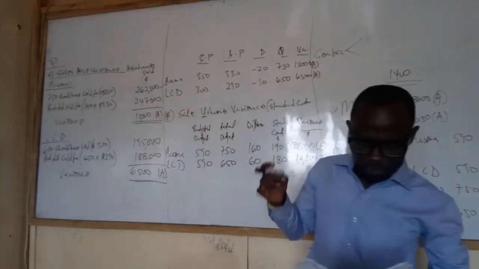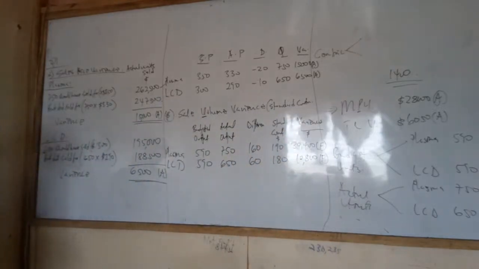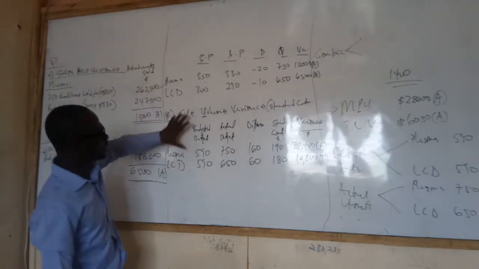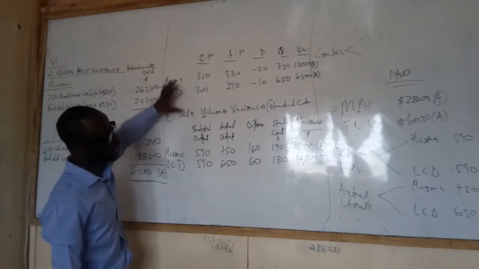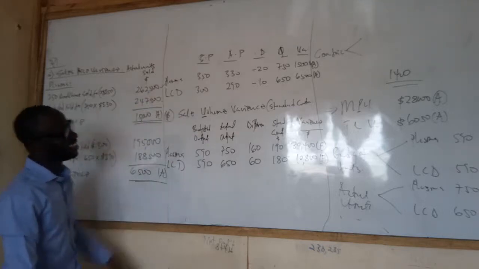So that is the first aspect of that question. Calculating the sales price variance and then the sales volume variance. And that is 6 marks. So that's it.